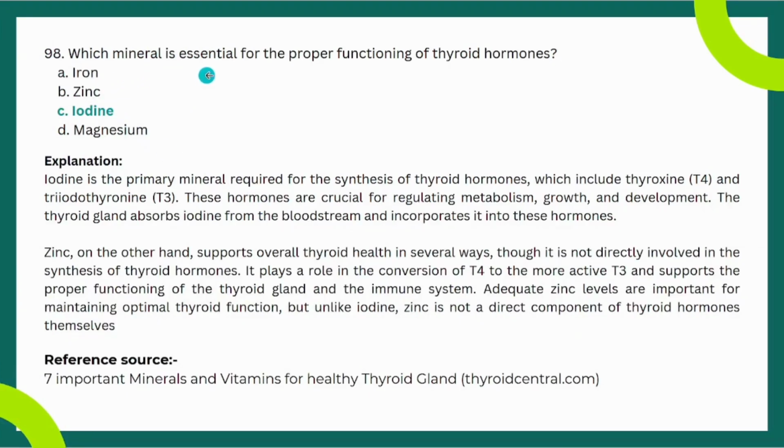98th question. Which mineral is essential for proper functioning of thyroid hormones? Iodine is the correct answer. For your kind information, zinc also supports overall thyroid health in several ways. Though it is not directly involved in the synthesis of thyroid hormones, it plays a role in the conversion of T4 to the more active T3 and supports the proper functioning of the thyroid gland and the immune system. Adequate zinc levels are important for maintaining optimal thyroid function, but unlike iodine, zinc is not a direct component of thyroid hormones themselves. So I want to let you know that zinc is also important for thyroid hormones.